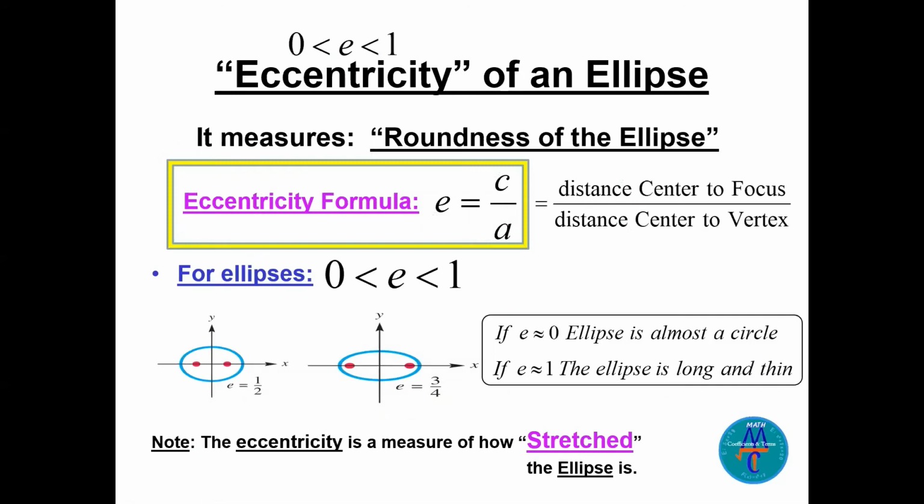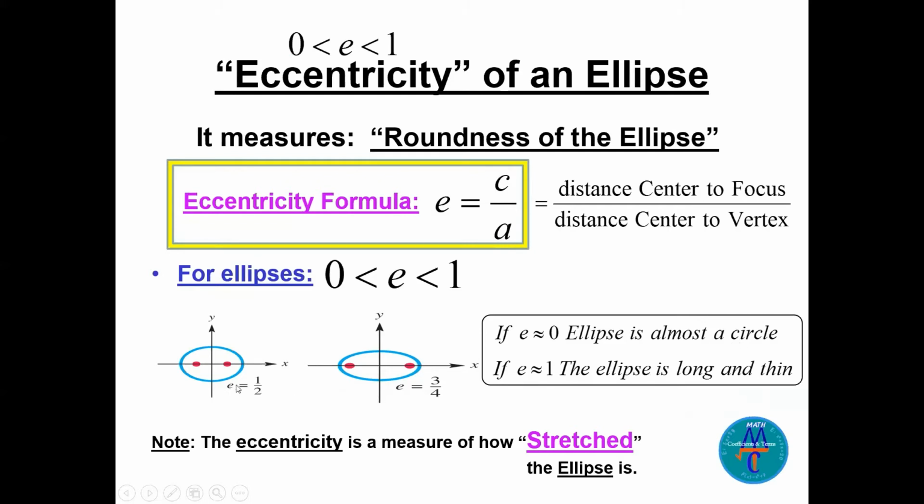Eccentricity is a number. c over a, this is the formula for the eccentricity. It measures the roundness of the ellipse. So the ellipse can be very long and thin, or the ellipse can be almost a circle, but it's not a circle. So if e is approximately 0, close to 0, the ellipse is almost a circle.